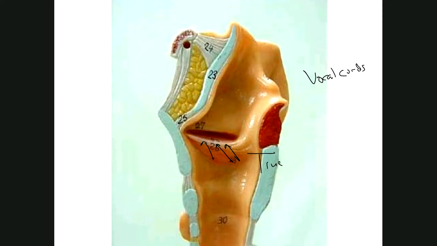We also have this right here, which sort of protects, keeps air from moving on the wrong side. Sometimes these are called false vocal cords, but technically they're called the ventricular folds. The false vocal cords, the ventricular folds, don't have anything to do with voice production.